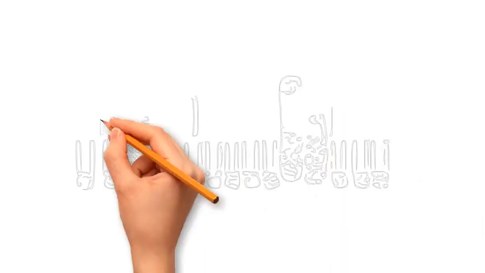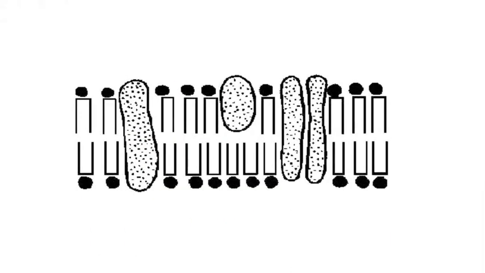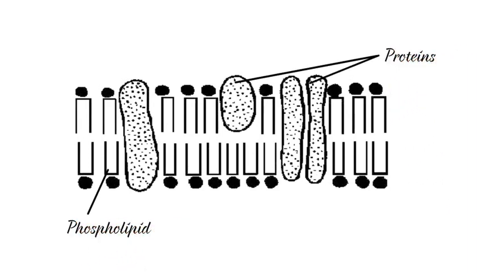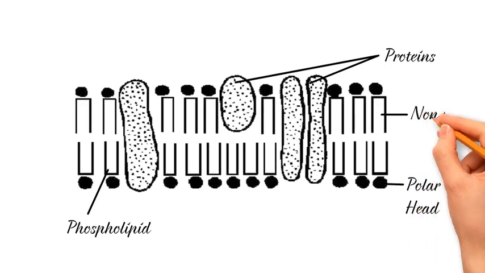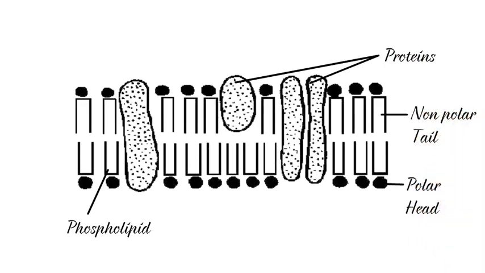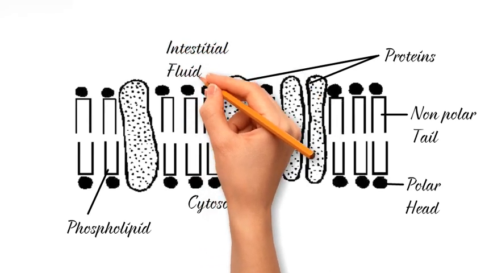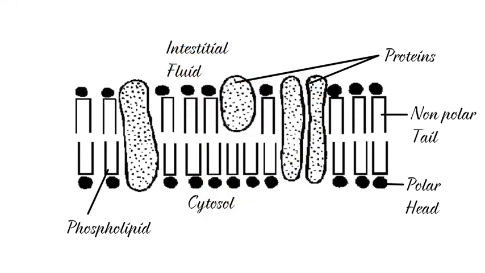Cells have a plasma membrane that regulates the movement of substances in and out of the cell. The membrane is composed mainly of phospholipid molecules and scattered protein molecules. The phospholipid molecules have a polar hydrophilic head and nonpolar hydrophobic tails, forming a bilayer with the heads facing out and the tails facing in. The inner part of the cell, called the cytosol, is separated from the surrounding interstitial fluid by the plasma membrane.